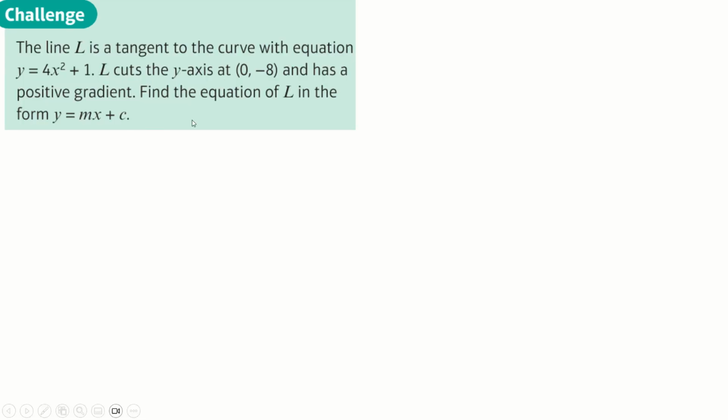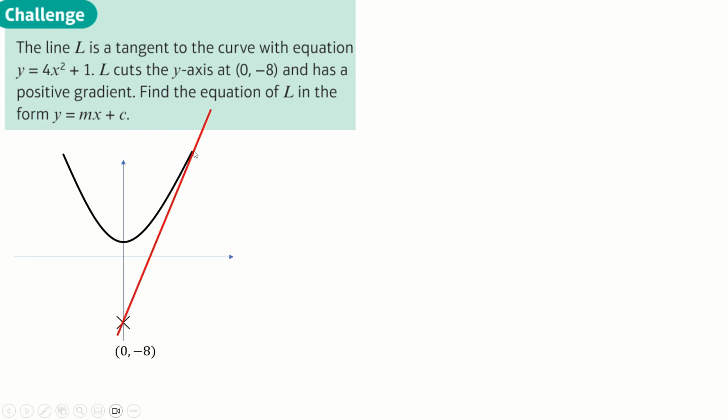Good. Second question. L is tangent to this curve and meets the y-axis at minus 8. So let's draw a picture of this information. This is a U-shape with y-intercept of 1, like this. The tangent to the curve cuts the y-axis at 0, minus 8, which is down here somewhere. And so it looks a bit like this, maybe, tangent up here somewhere. Positive gradient, of course, so it could be this one, but it's positive gradient, so it's this one. Find the equation of L.